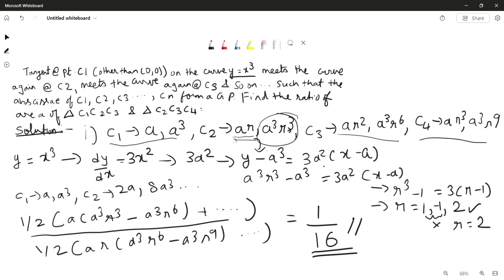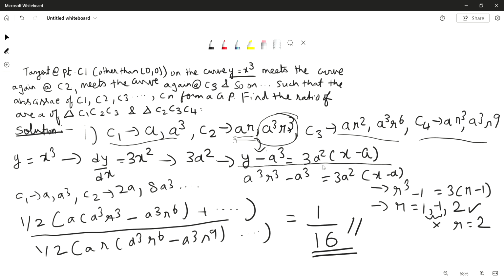So now we need to find the equation of the tangent at C1. For this, I take the differential. Differentiation of y equals x cube will give me 3x square, and substituting the abscissa, you get 3a square for C1, because the tangent is at C1. So this is the equation of the tangent, right?